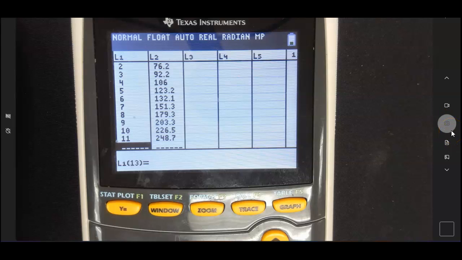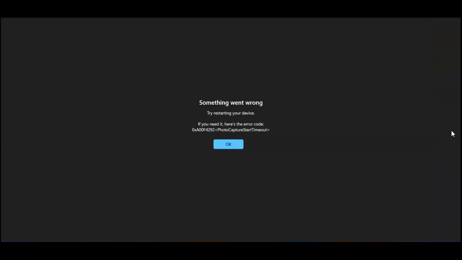All right, so what you're going to do is once you have all your data in there, you're going to hit Stat, go to Calculate, and this time we're going to go down to Exponential Regression. So it's EXP Reg, and then just go down to Calculate and hit Enter.